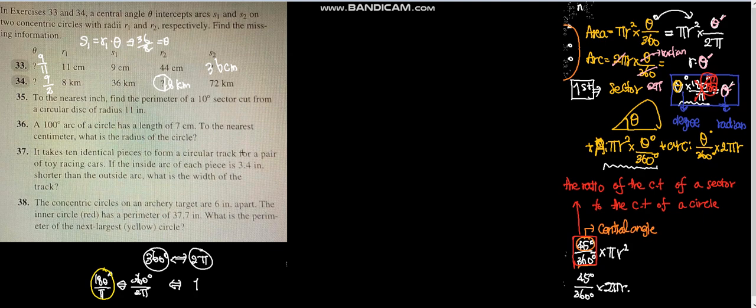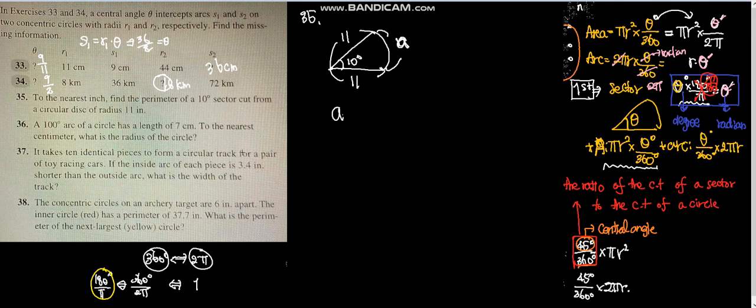Okay, so now let's do 35. To the nearest inch, find the perimeter of a 10-degree sector. So a 10-degree sector cut is this. This is 10 degrees, and a circular disc of radius 11 inches. So this is 11 inches, and you need to know the perimeter of it. All you need to know is this arc. Let's say this is A.